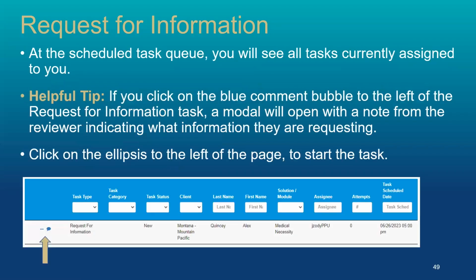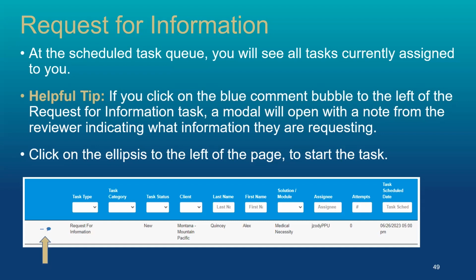And so if you've gotten an email that says, we received your request, but we need additional information, then you would log in and you'll want to go into your task queue. And here, what you'll see is anything that we have sent back to you that says we need more information. A helpful little tip here is that this little blue speech bubble, if it is colored in blue, then that means there's a note there.